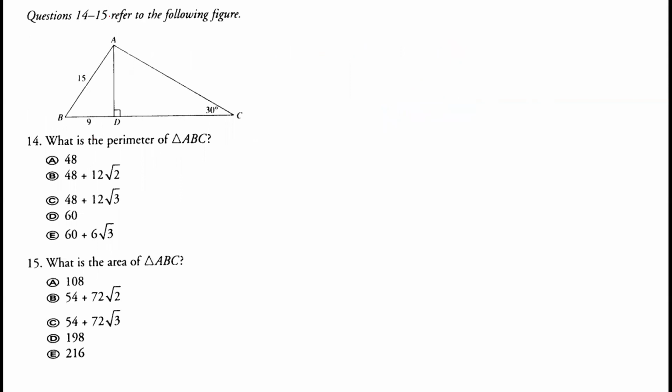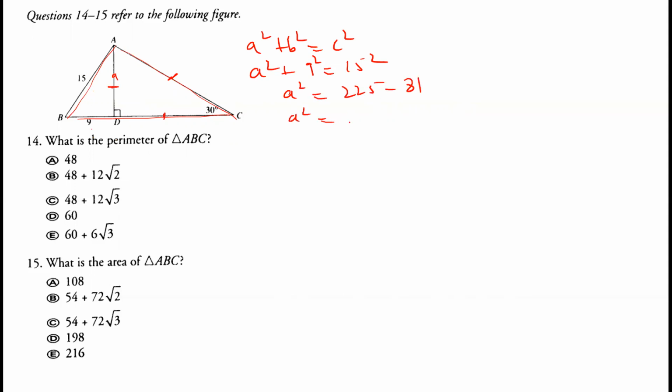Now question 14 and 15. What is the perimeter of A, B and C? So this is A and B, B and C. We need to add all these three sides. In order to find out these two sides, I need to first find out this side. Let's suppose this is your A. So A square plus B square equals C square. So A square plus 9 square equals hypotenuse, that is your 15 square. So A square equals 225 minus 81, which is 144. So A equals 12.